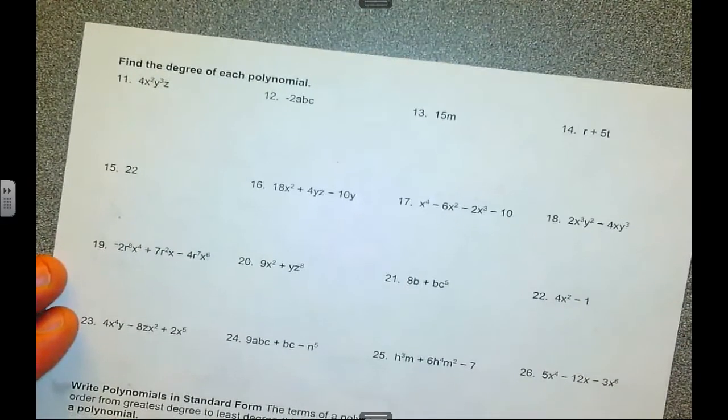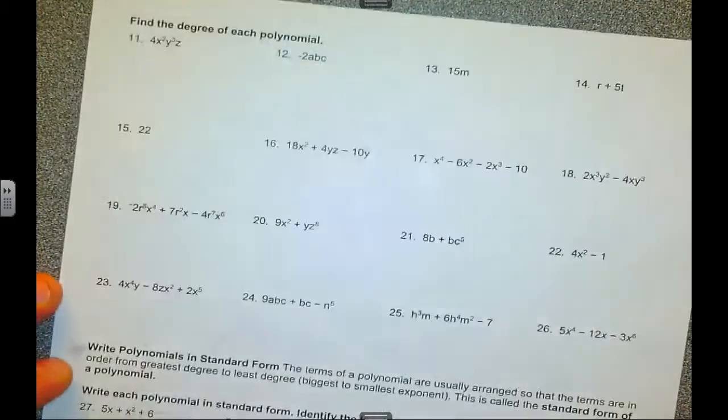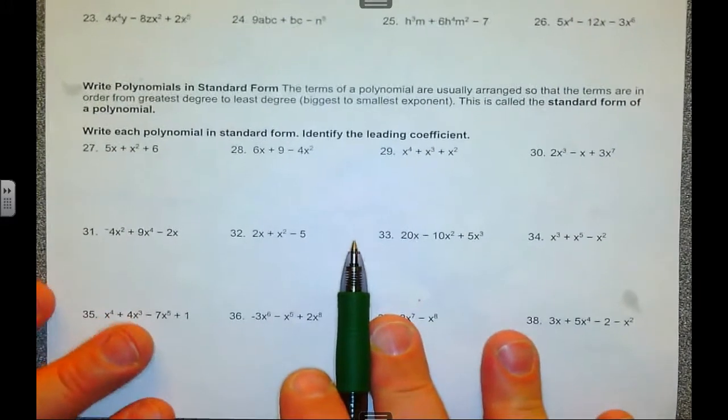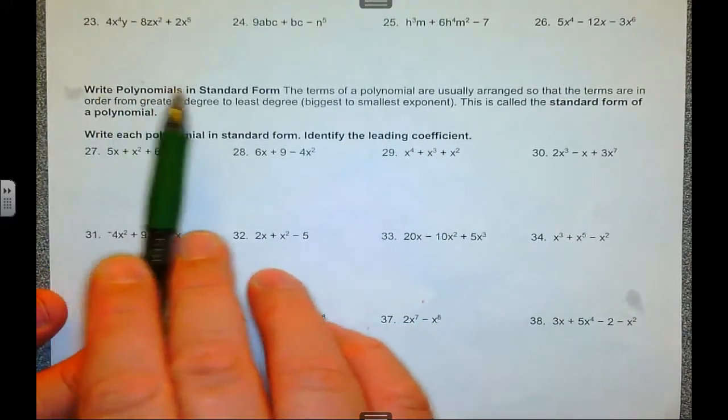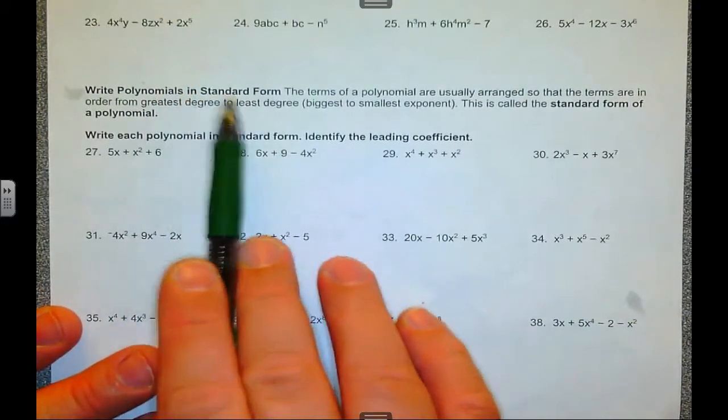Okay, 11 through 26, I'm going to let you guys do for homework. Let's look at number 27. It says, write polynomials, so we know that all of these are polynomials, in standard form.